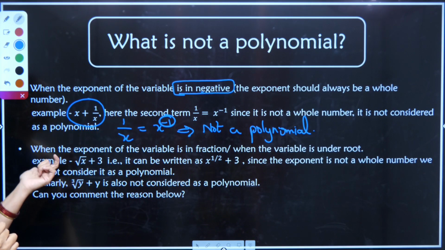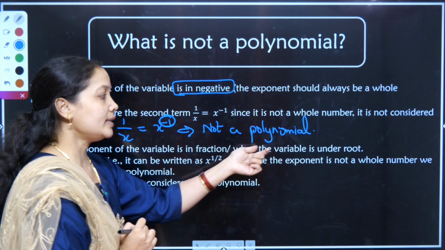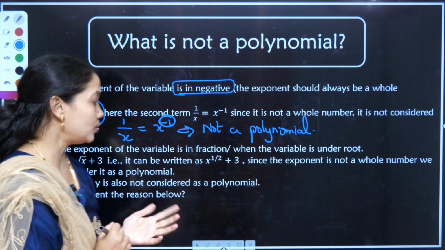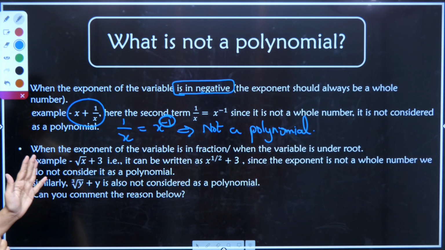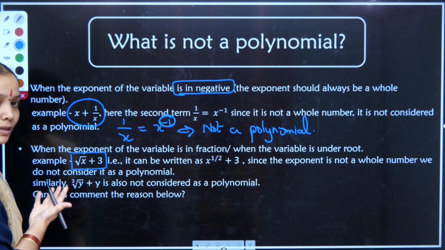Second criterion, when the exponent of the variable is a fraction or when it is under the root, then we say it is not a polynomial. Again, an example we have taken, root x plus 3. What is my variable here?